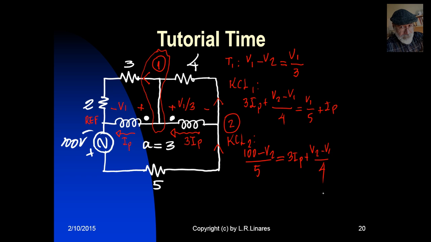Let's see, how many equations do we have? 3. How many unknowns? V1, V2, and IP. We can solve that system of equations for V1, V2, and IP. Let me do that very quickly, and then we go on with this set of slides.